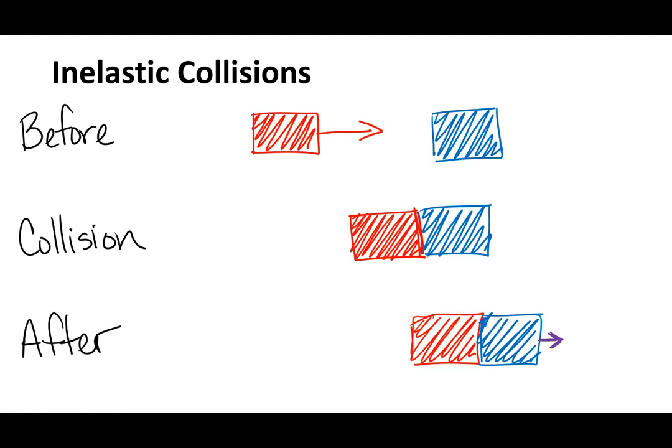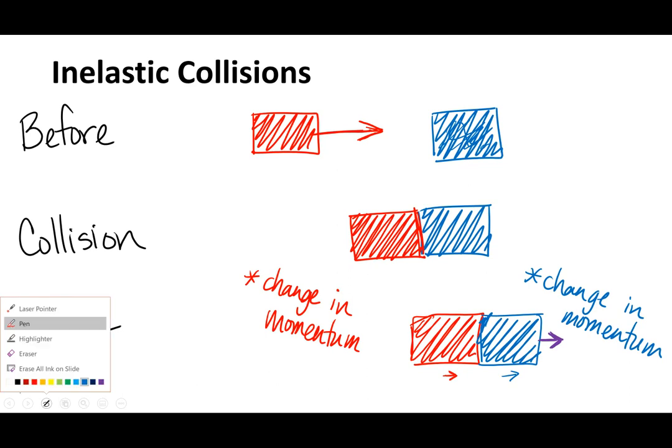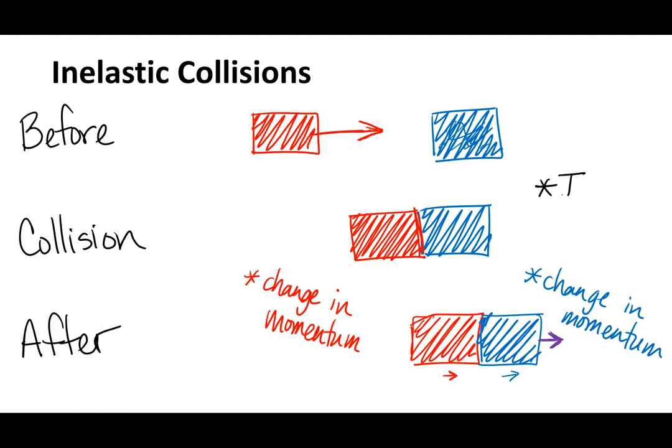Now, what causes all of this to happen? Well, the red one is initially going fairly fast, and then now it's going slow. And so that is a change in momentum. Speeding up and slowing down are both ways to change momentum. The blue one is going from not moving, right here, to moving. That is also a change in momentum. Change in momentum is impulse.